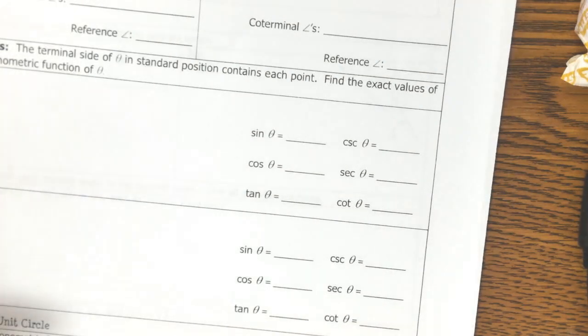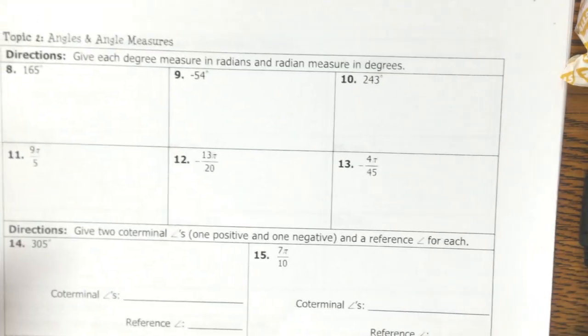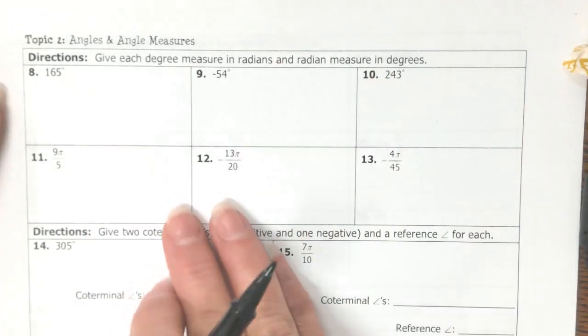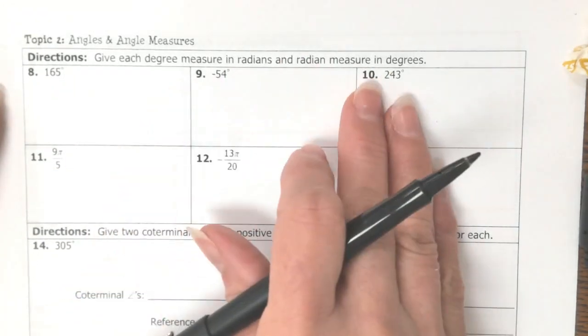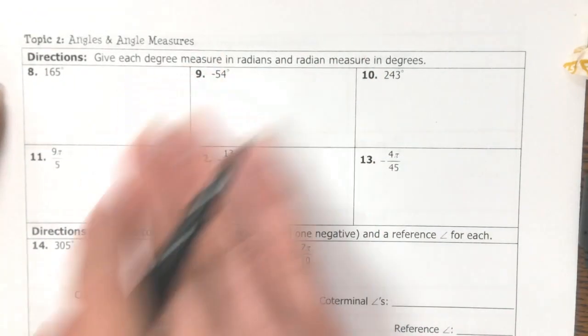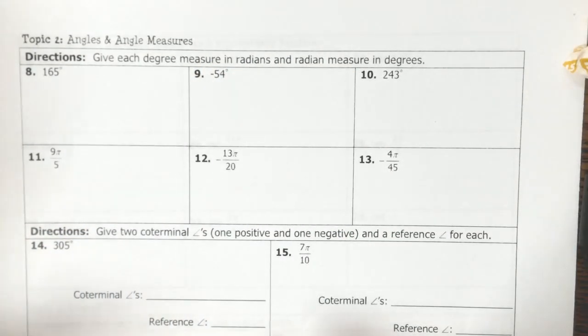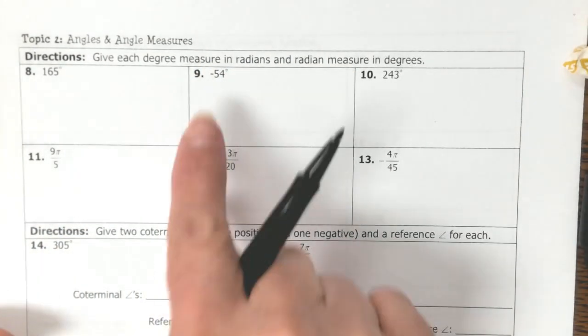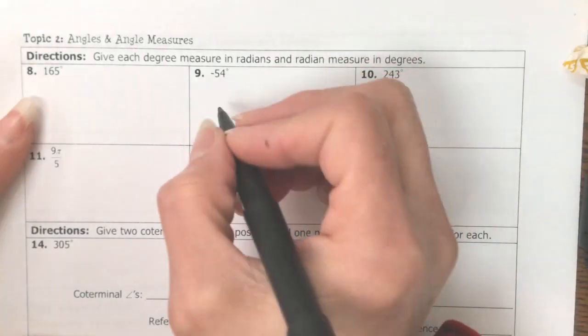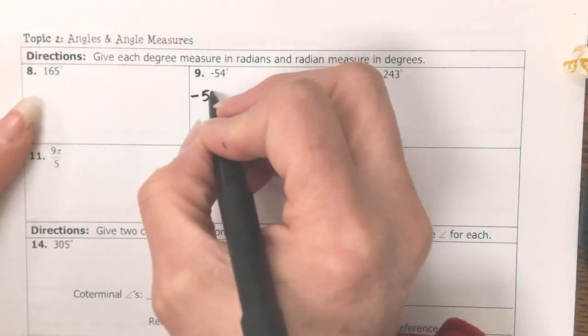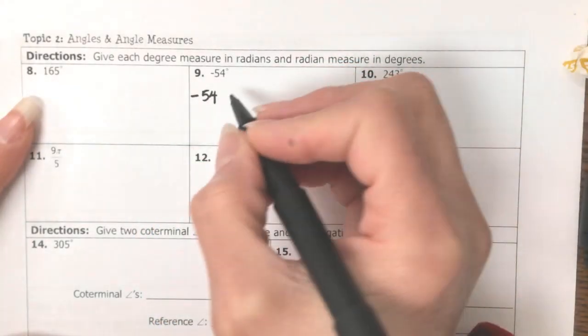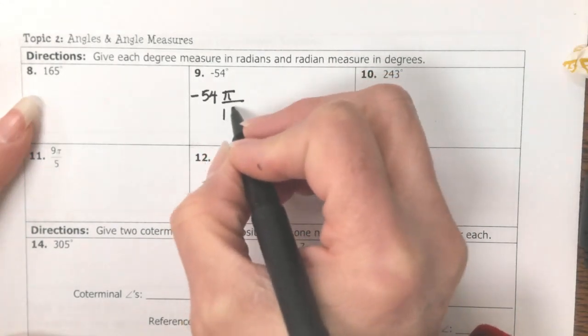If you will, go to page 2 of your study guide and problem number 8. This whole section talks about radians to degrees and degrees to radians. So I'm just going to pick a handful of these out and work with you. I'll start with maybe number 9. And it has a negative 54 degrees. If I want to make it a radian, I'm going to multiply by pi over 180.